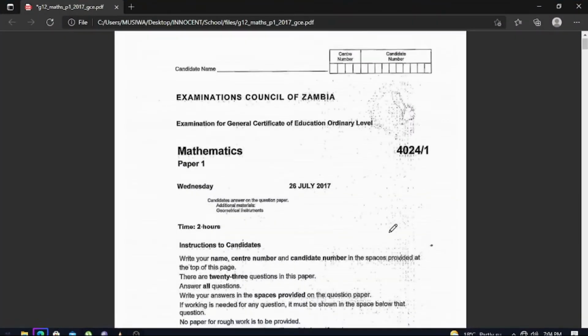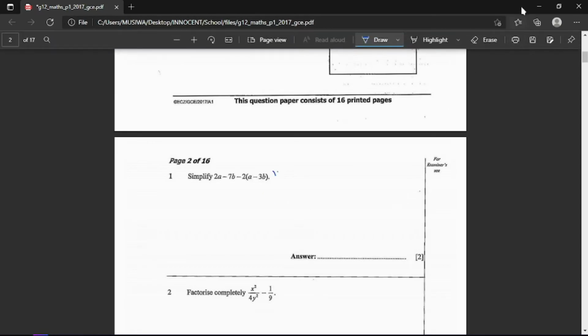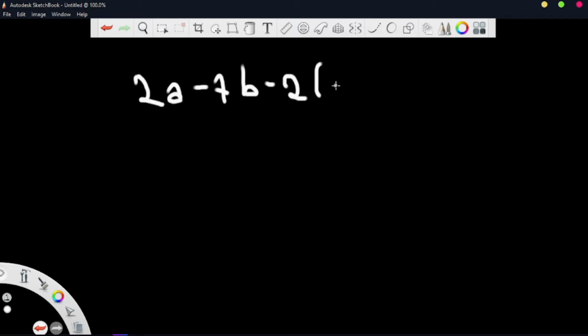So this is a past paper. The first question is saying simplify this. So let's just solve the first question. The first question says 2a minus 7b minus 2, and then here we have a minus 3b.